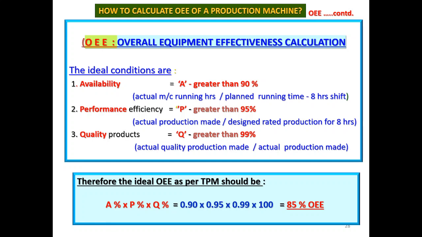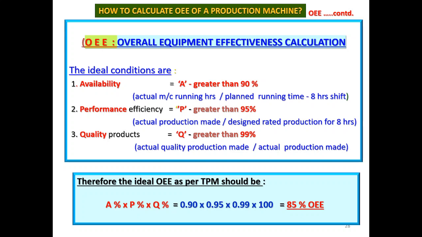Let's see how to calculate OEE of the production machine in one shift of 8 hours. Let's see how to calculate the availability percentage. First, make sure the availability of the machine is maximum by reducing unwanted stoppages, breakdowns, etc. For calculation purpose, actual machine running hours is divided by the planned 8-hour shift time. This is availability. You will get the availability percentage.